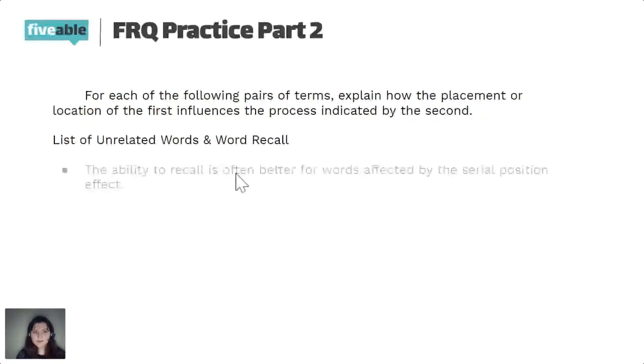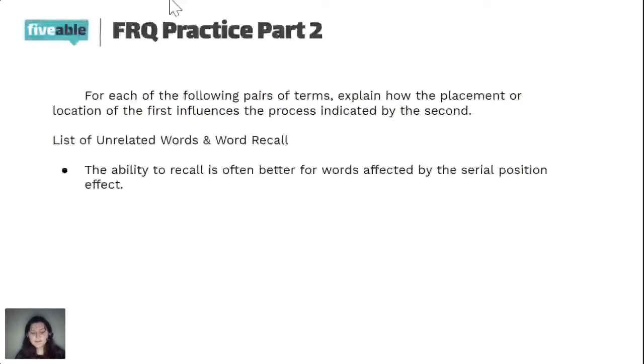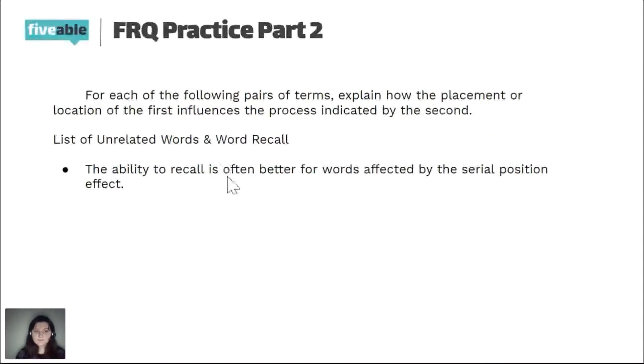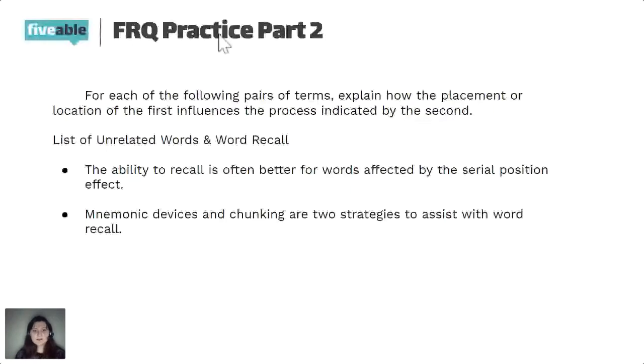So just one part is that the ability to recall is often better for words affected by the serial position effect. Notice how we've used vocabulary in here. We've used recall, serial position effect. We've completely answered the positioning part and not so much the process part, but we can get into that more with the expanded answer. The second part is that mnemonic devices and chunking are 2 strategies to assist with word recall. You want to identify some strategies. That's kind of the A in EDA, the applying.